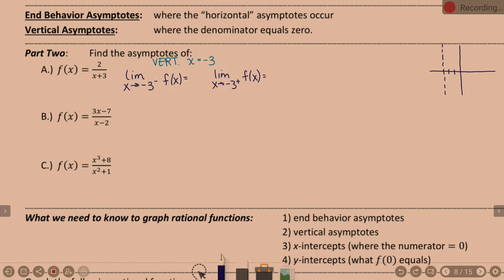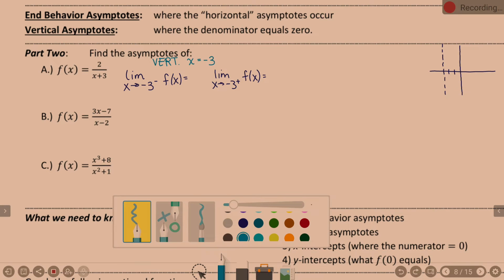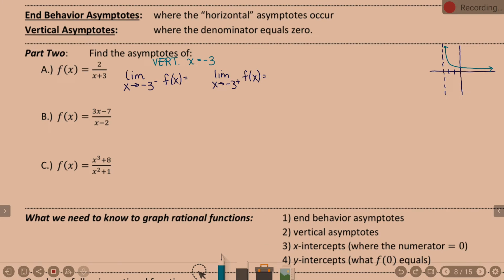And you guys can graph these on the calculator, yes? If you graph this on the calculator, you would see it looks a lot like the last one in that on the right it's going up, and on the left it's coming from below. Okay?